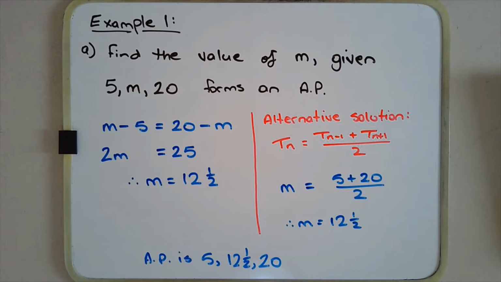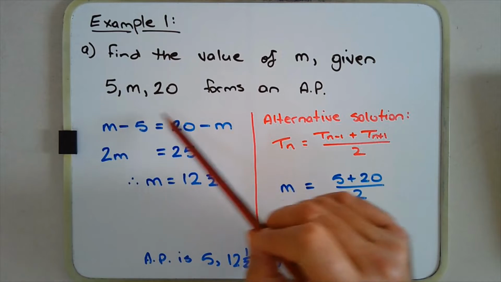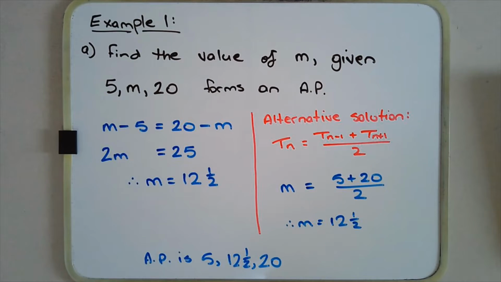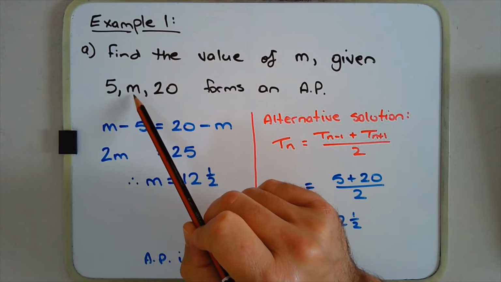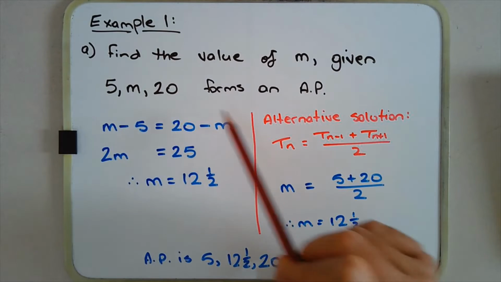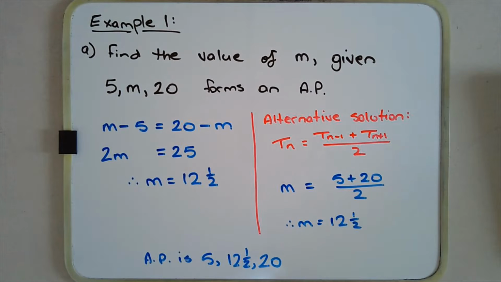Example 1a. Find the value of m given 5, m, 20 forms an arithmetic progression. Now, since these three terms form an AP, they're consecutive terms, there is a common difference between these three terms. In other words, m minus 5 will equal 20 minus m. So we can form an equation to that effect and then solve for m.